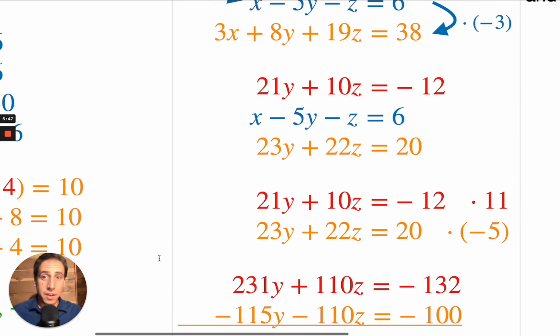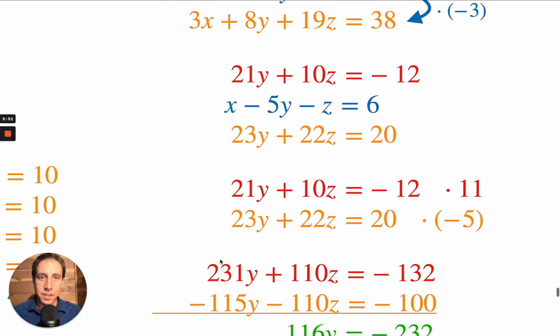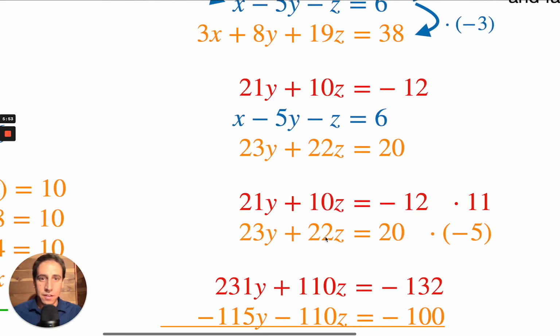And when I do that, okay, so I get 21y times 11 is 231y. 10z times 11 is 110z. Negative 12 times 11 is negative 132. 23y times negative 5 is negative 115y. 22z times negative 5 is negative 110z. 20 times negative 5 is negative 100.